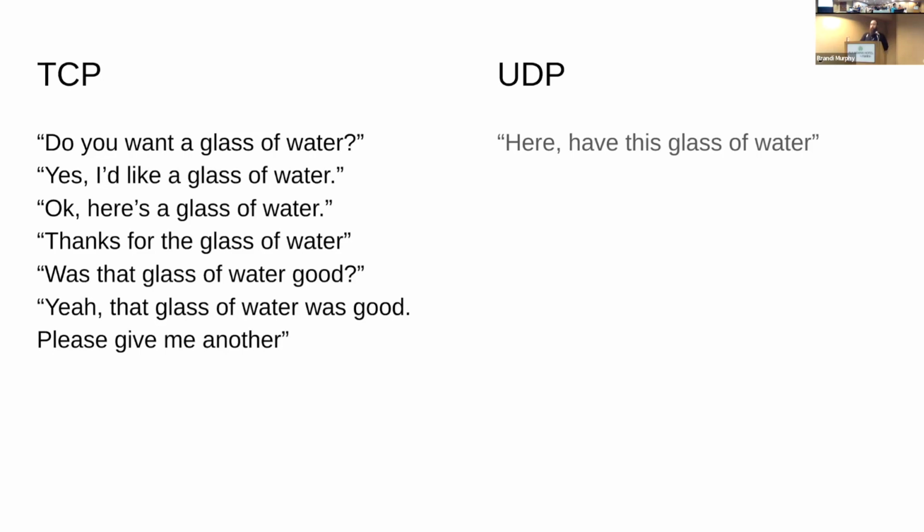UDP, on the other hand, doesn't have any of these safeguards built in and relies on the application itself, if it cares about a particular stream of data, to handle those retransmissions or count packets to make sure it received everything.